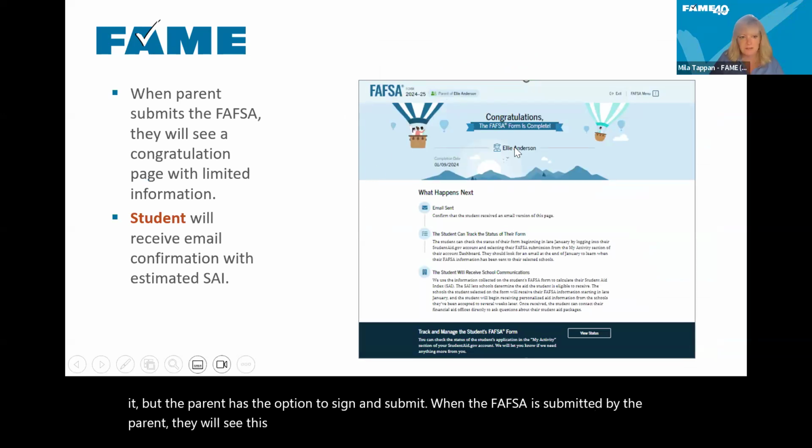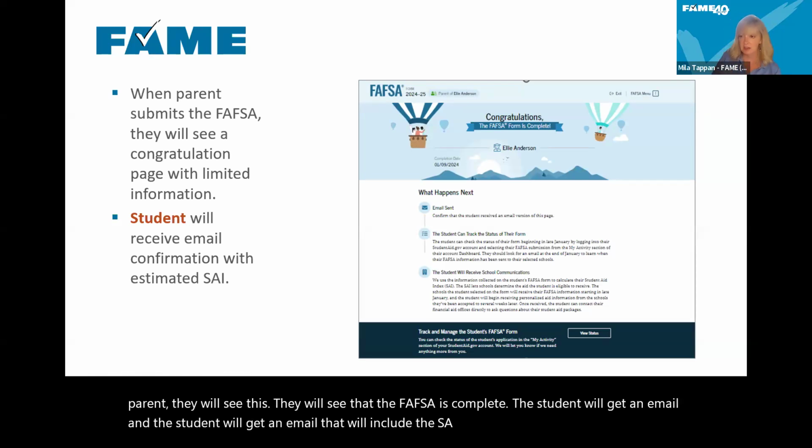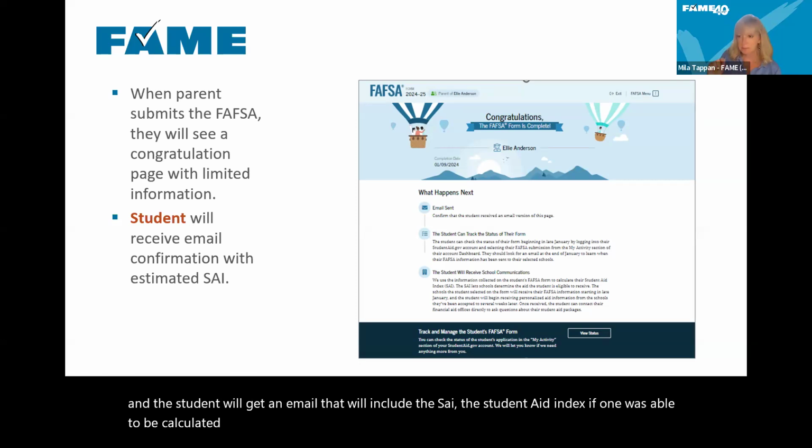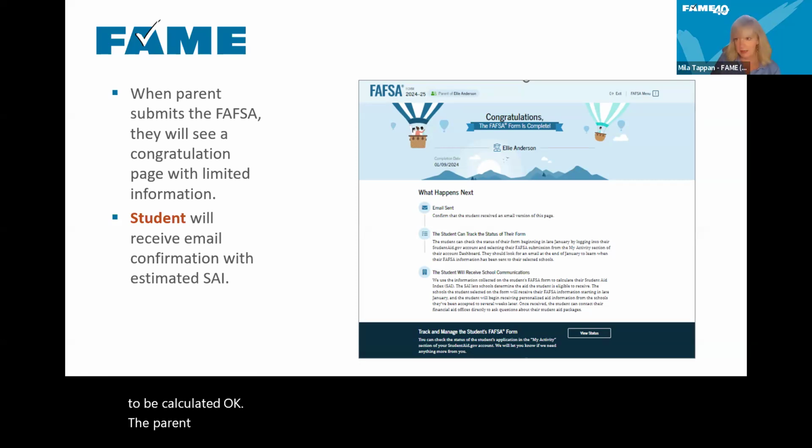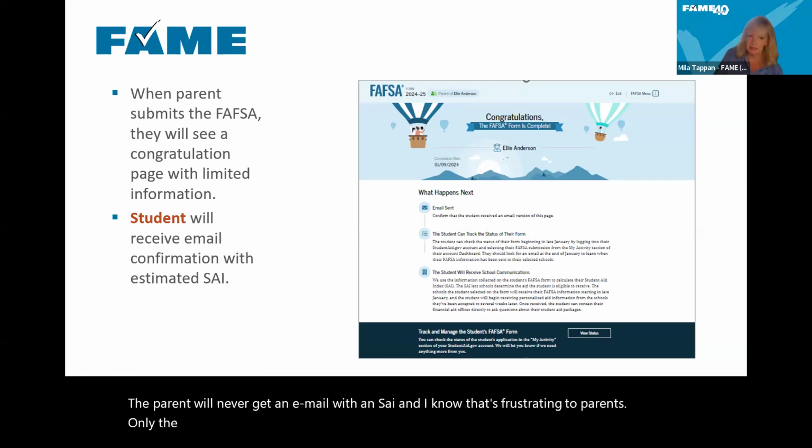They will see that the FAFSA is complete. The student will get an email that will include the SAI, the student aid index, if one was able to be calculated. The parent will never get an email with an SAI. And I know that's frustrating to parents. Only the student gets an email with the SAI, again, assuming one could be calculated.